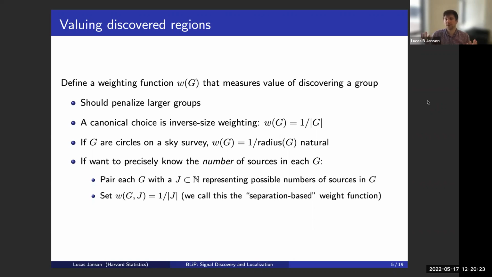We call this a separation-based weight function, and it could capture a different objective. I think there's a number of different objectives people could try to capture with this framework, and I'd be interested to hear from other people if they think there are other things they'd want to optimize.